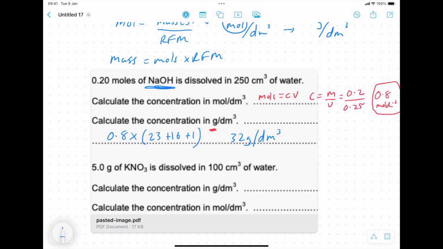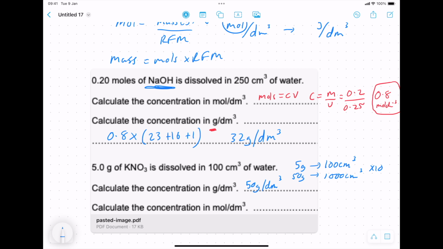5 grams of potassium nitrate is dissolved in 100 centimeter cubed of water. Calculate the concentration in grams per decimeter cubed. So first of all, this one is sort of a ratio. We could use a ratio for this one. So we know that there's 5 grams in 100 centimeter cubed. So if I want to find out what it is in 1,000 centimeter cubed, then we can see 1,000 is 10 times more than 100. So therefore, logically, the amount of potassium nitrate in 1,000 centimeter cubed, or 1 decimeter cubed, must therefore be 50. So all I've done is I've times by 10. So that's 50 grams per dm cubed.